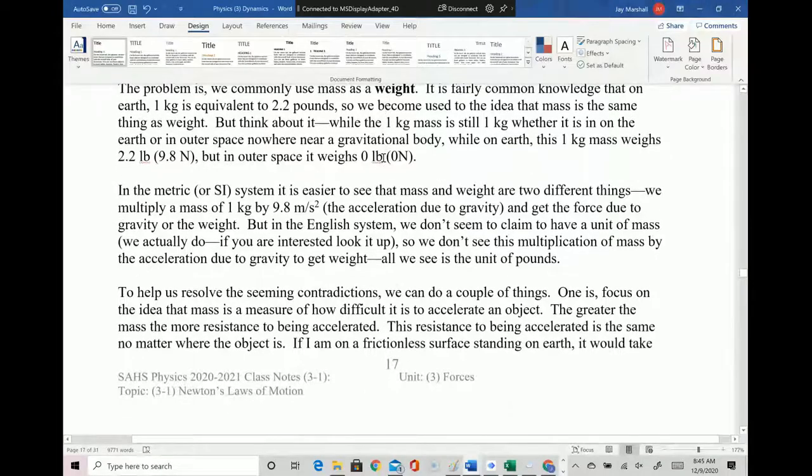Now, in the metric system, it's easier to see that mass and weight are two different things. We multiply a mass of 1 kilogram by 9.8 meters per second squared and get the force due to gravity, or its weight. The problem is, in the English system, we don't have a unit of mass. We just have a unit of weight. Well, we don't seem to have a unit of mass. Nobody's ever told you about a unit of mass in the English system, have they? We actually do.